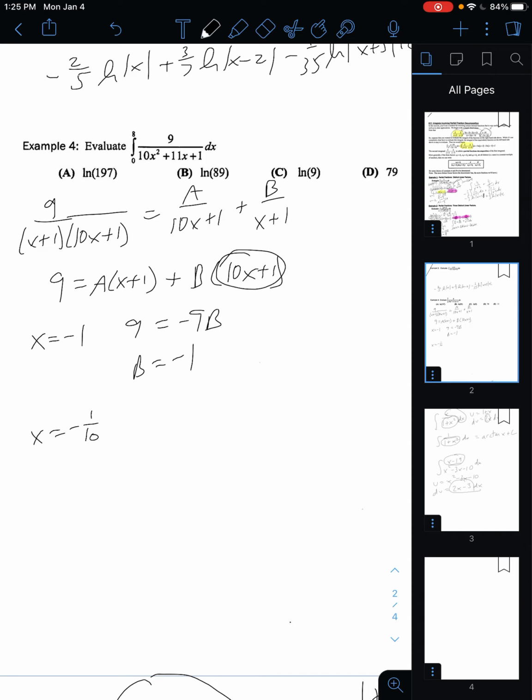And then I'm going to plug in negative 1/10, because I'm trying to figure out what makes these little factors become 0. And so negative 1/10 would make that 0. So I would have 9 equals 9/10 A. Multiply by the reciprocal there, and you get A is 10. Okay. So now I'm technically integrating from 0 to 8 of 10 over 10x plus 1 minus 1 over x plus 1.